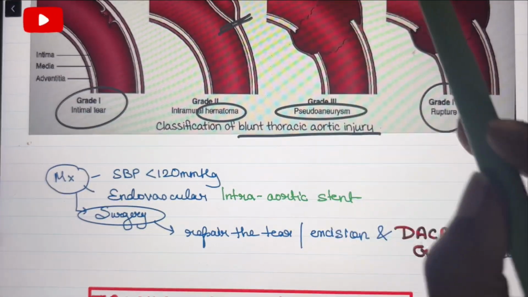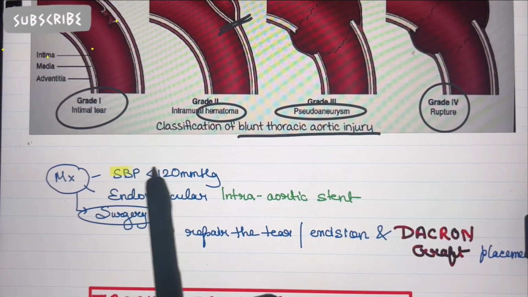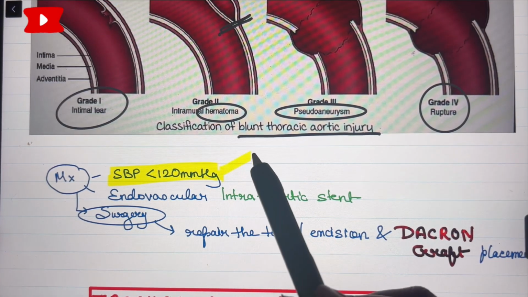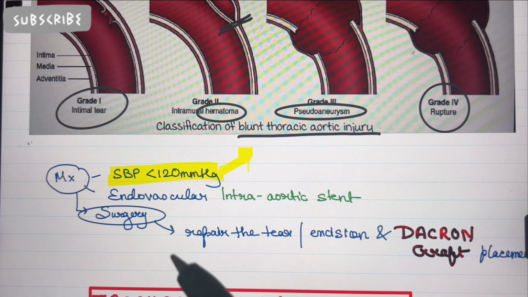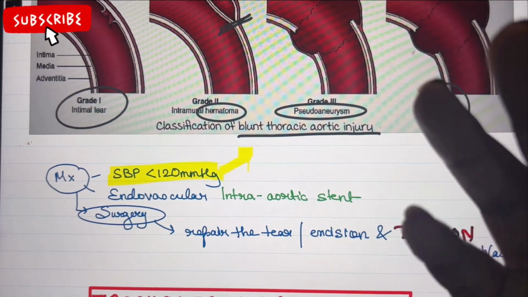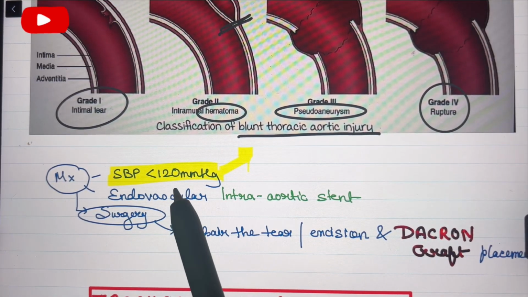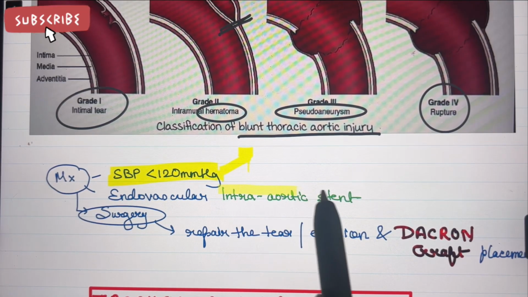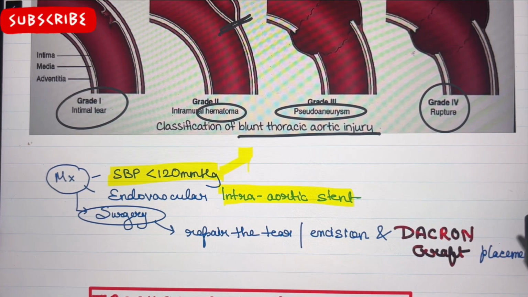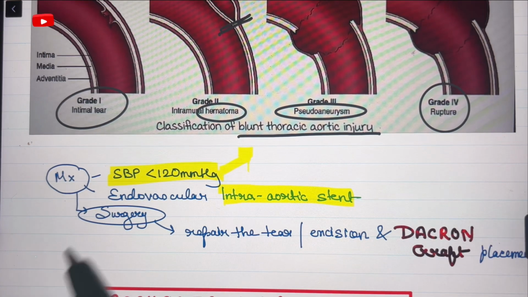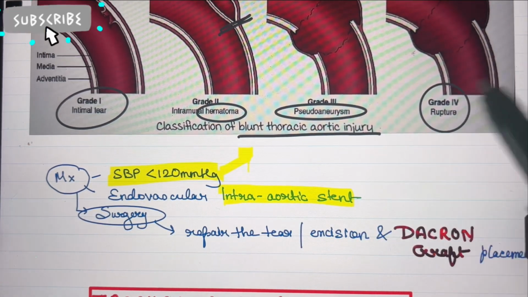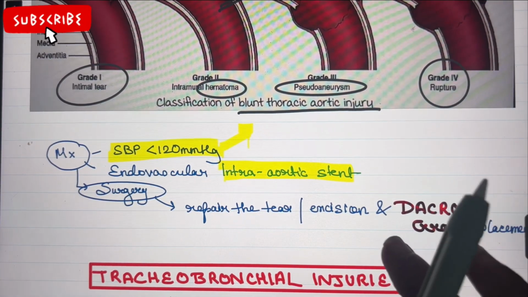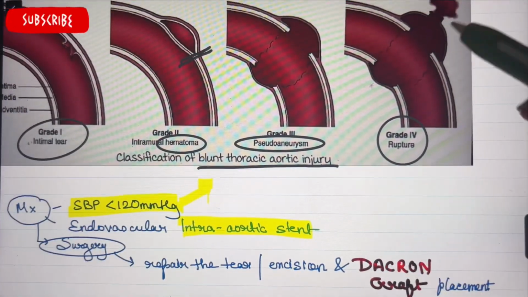First, we have to manage that SBP should be less than 120 mm of Hg. Why? Because if the SBP increases much more, there will be much more bleeding and the patient will worsen. Therefore, SBP should be less than 120 mm of Hg. Apart from that, we can use an intra-aortic stent. And if there is major bleeding or massive disruption of the aorta, then we have to repair the tear. Primary repair can be done, or we have to excise the segment.